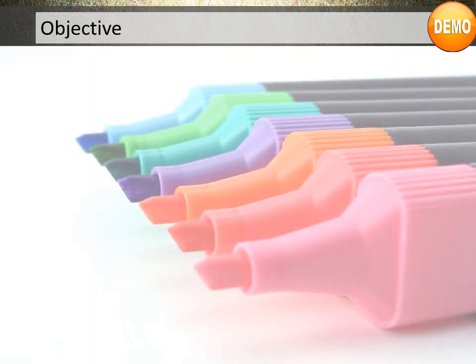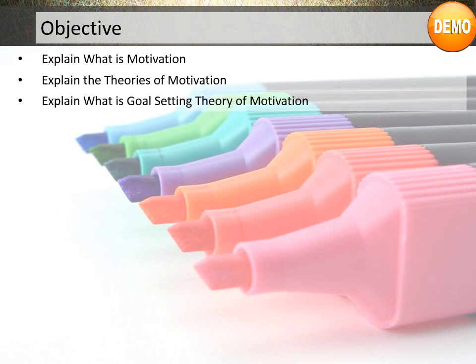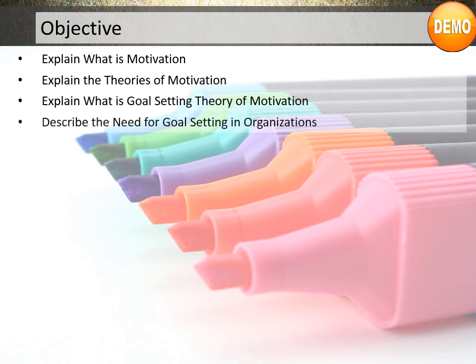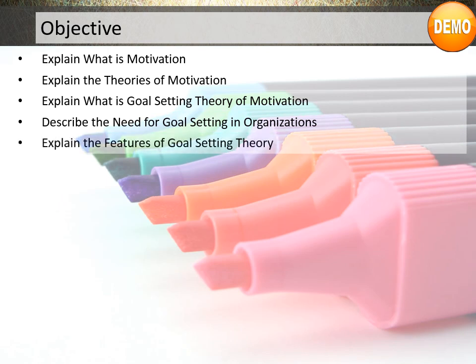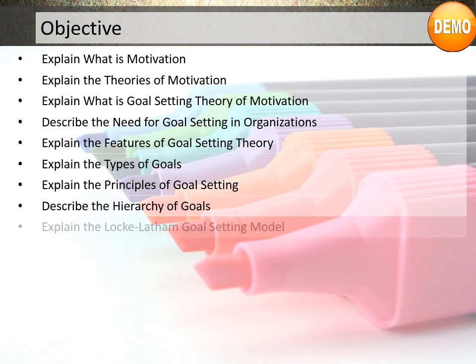Let's take a look at the objectives that we will be covering during this course. Explain what is motivation. Explain the theories of motivation. Explain what is goal-setting theory of motivation. Describe the need for goal setting in organizations. Explain the features of goal-setting theory and the types of goals. Explain the principle of goal setting. Describe the hierarchy of goals. Explain the Locke-Latham goal-setting model.